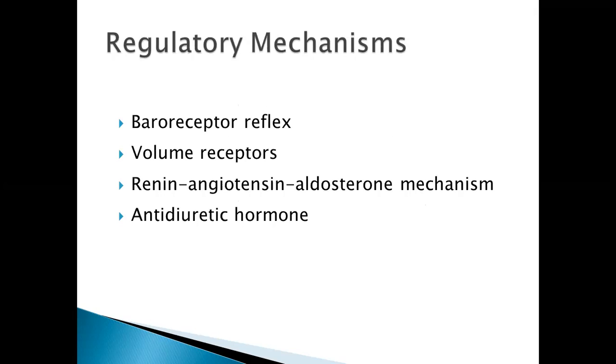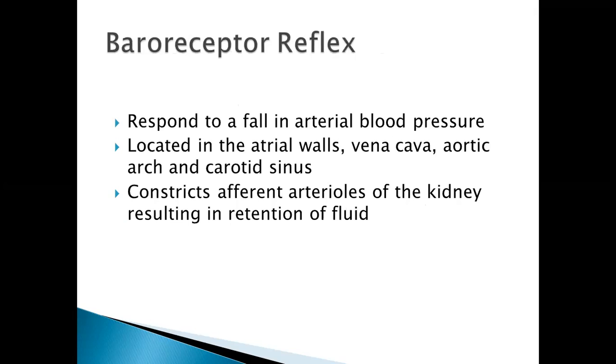Regulatory mechanisms: we have baroreceptor reflex, volume receptors, renin-angiotensin aldosterone mechanism, and antidiuretic hormone. Baroreceptor reflex is a reflex which responds to the fall in arterial blood pressure. Now these receptors are located in the atrial walls, vena cava, aortic arch, and the carotid sinus. There is constriction of the afferent arterioles of the kidney, which results in retention of fluid. So the body senses that there is a decreased intravascular volume, and it tries to decrease the urine output by constricting the afferent arterioles in the kidneys.